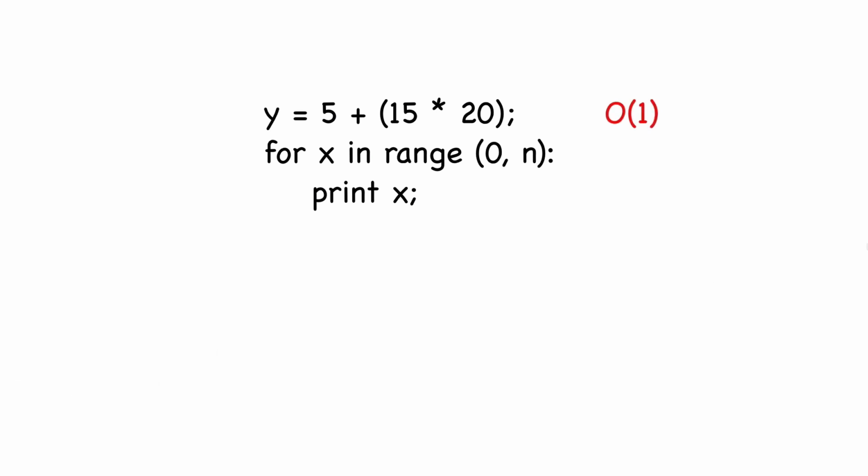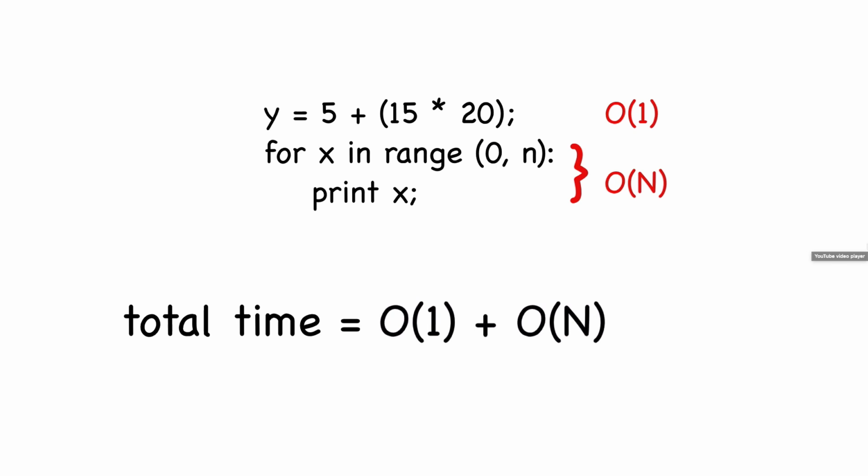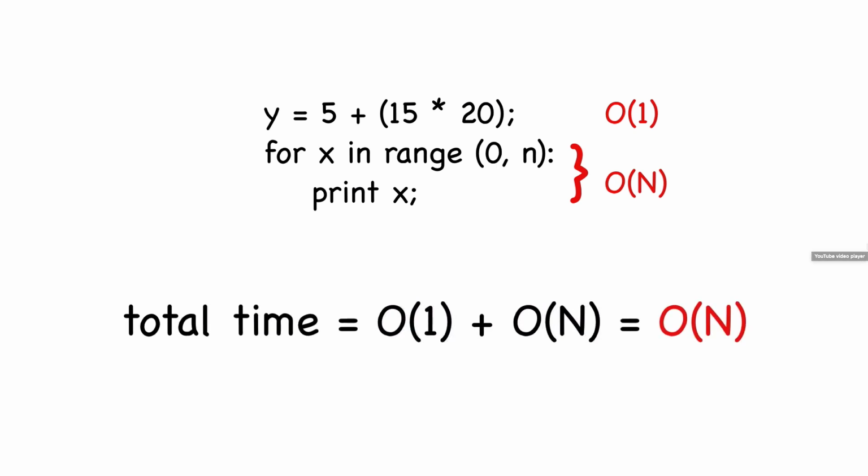The first statement is big O of 1, and the for loop is big O of n. The total time is the summation of these two, but remember we drop low order terms. When n gets large, the time it takes to compute y is meaningless. The for loop dominates the runtime.